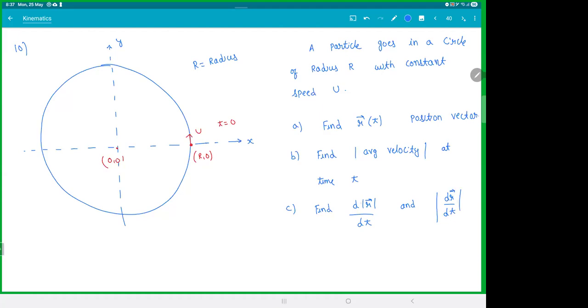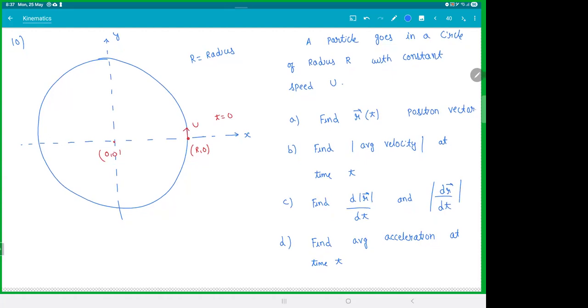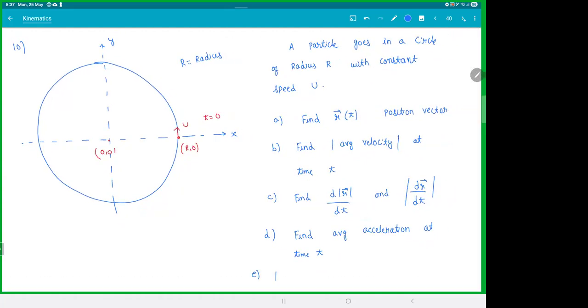I'm putting a look at the first one. This is d mod r, you're differentiating the modulus of r. Here you're differentiating r bar and then you're taking the modulus. Putting the mod in and out will change the whole meaning of it. Find average acceleration at time t. Find d mod v bar by dt. And mod of dv bar by dt.